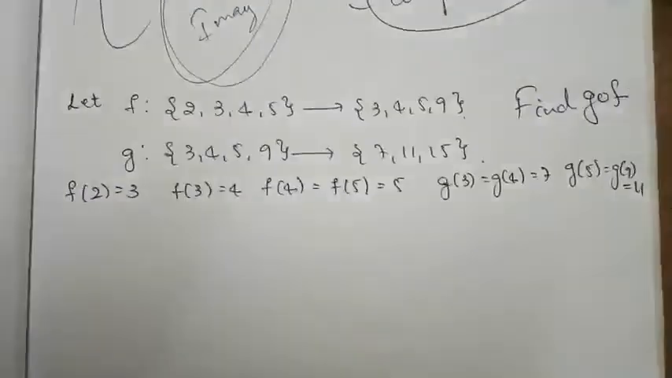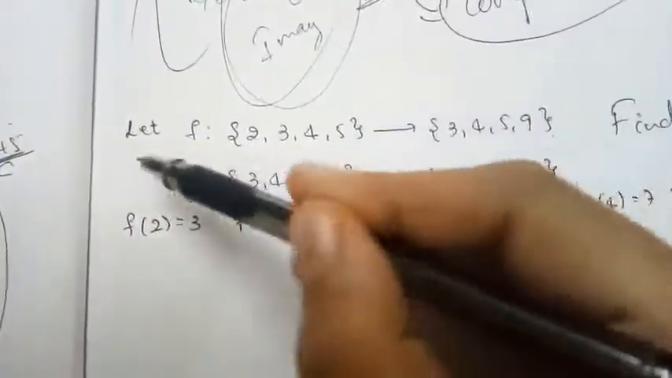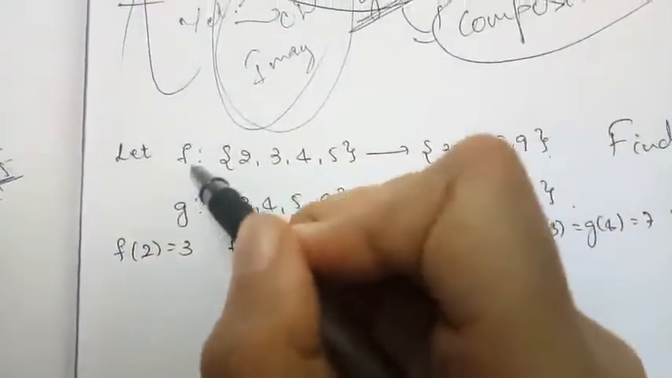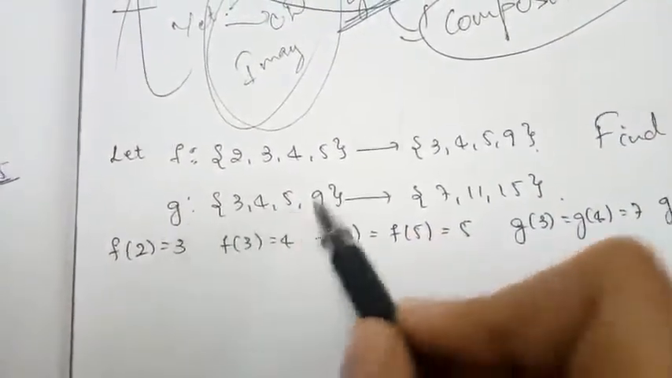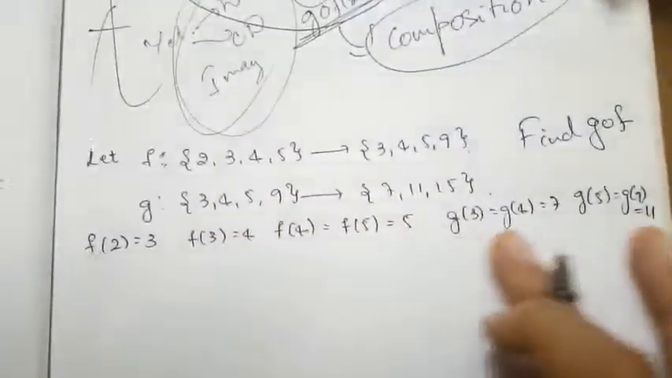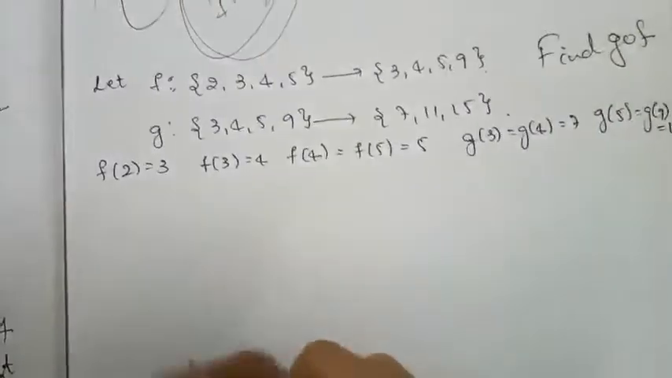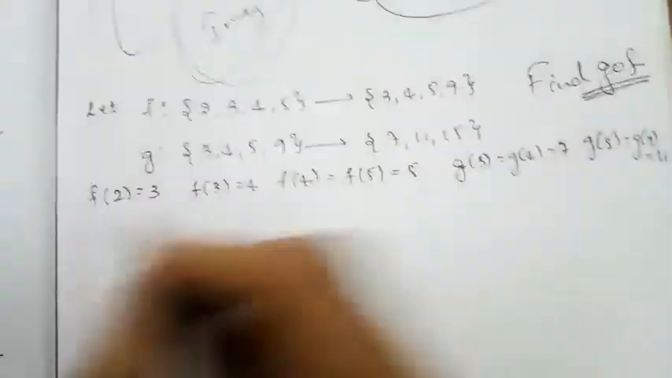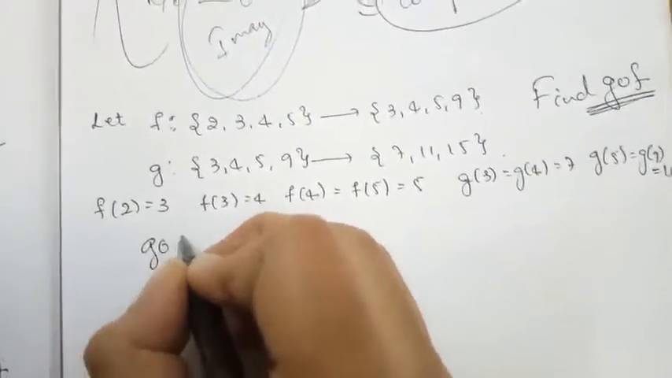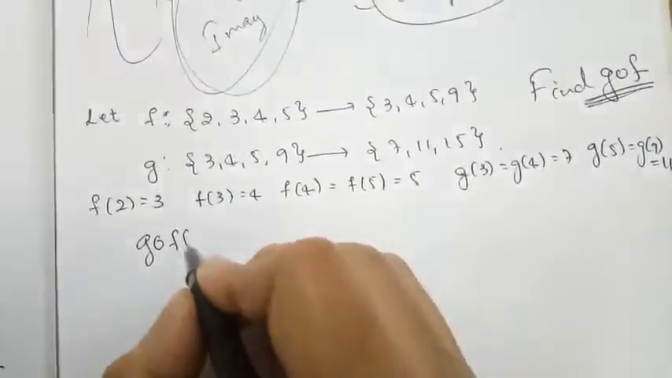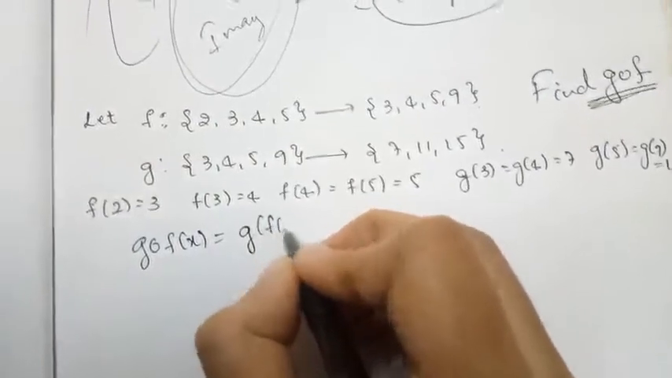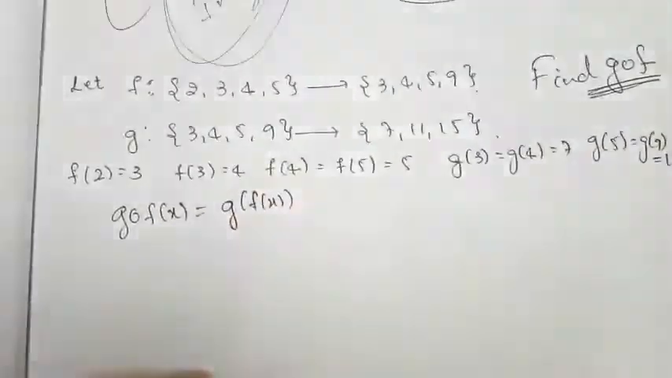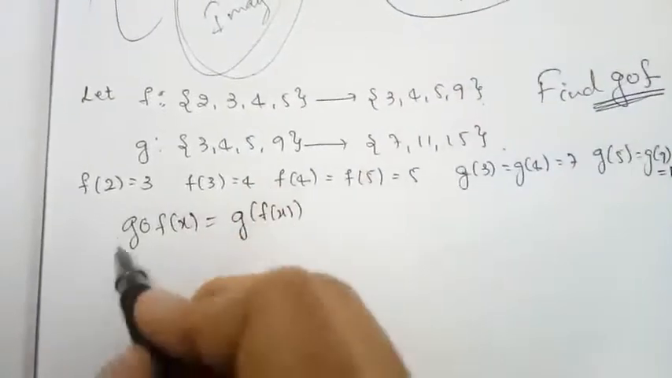Now let us understand those compositions step by step. Here is one example question they have given. They have defined a function f from one set to another, and a function g from one set to another, and they have given some of the values for function f and function g, and they asked us to find g o f, that is g of f. So g of f of x, as I said, is nothing but g of f of x.